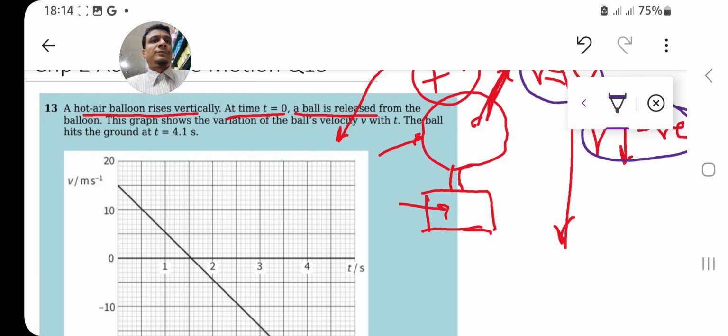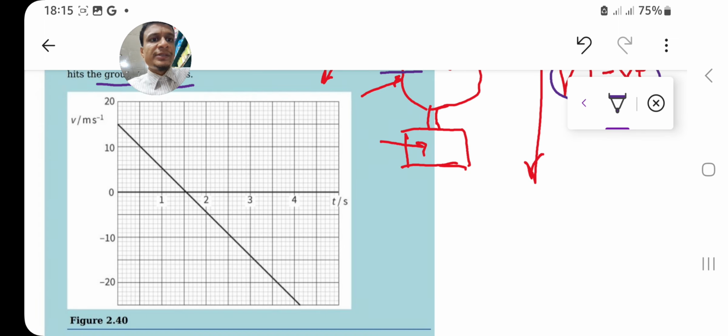Here it says that the v-t graph is given for the ball. On the y-axis the velocity is plotted, on the x-axis the time is plotted, and it says that the ball hits the ground at t equals 4.1 seconds. When you go to the time axis, you see that it is approximately 4.1 seconds. So this is the time when the ball hits the ground.